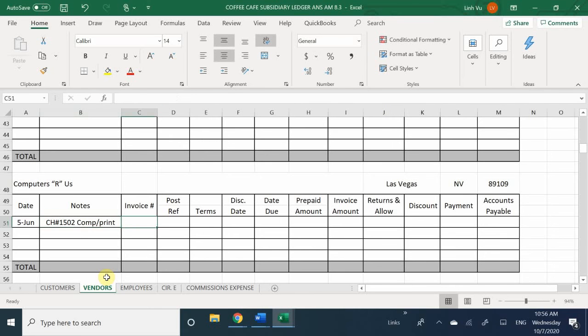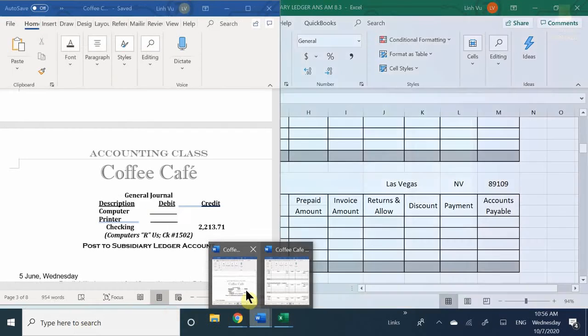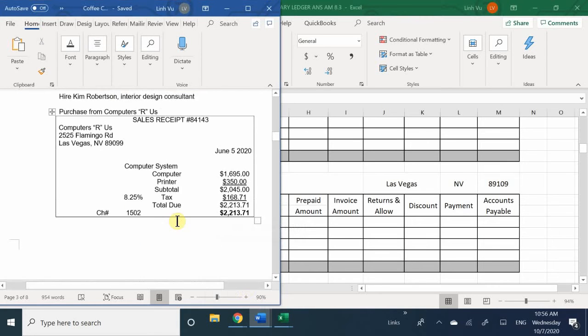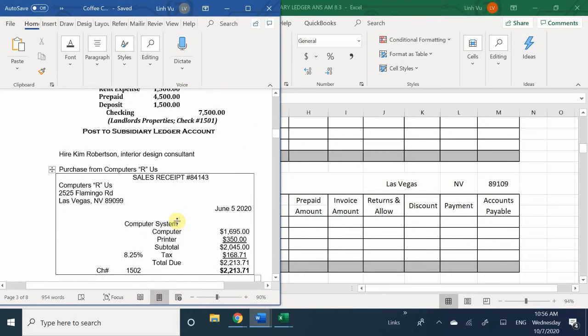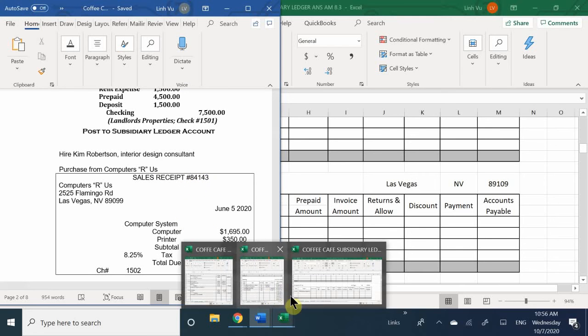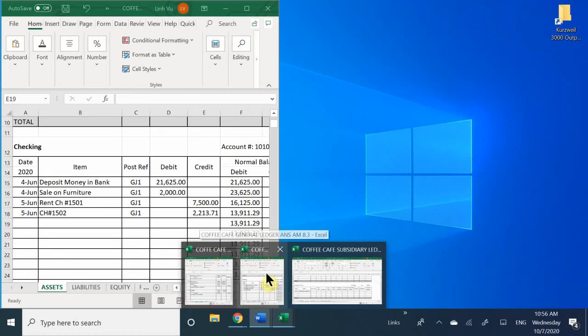Okay. Invoice number. Do I have an invoice number? Yes, you do. It's the sales receipt number. Okay, so in this case, it is 84143. Okay, so this is where we get to also keep track of our source documents as well.